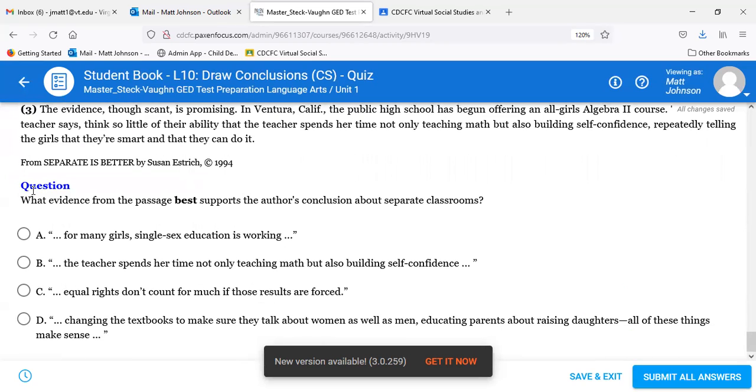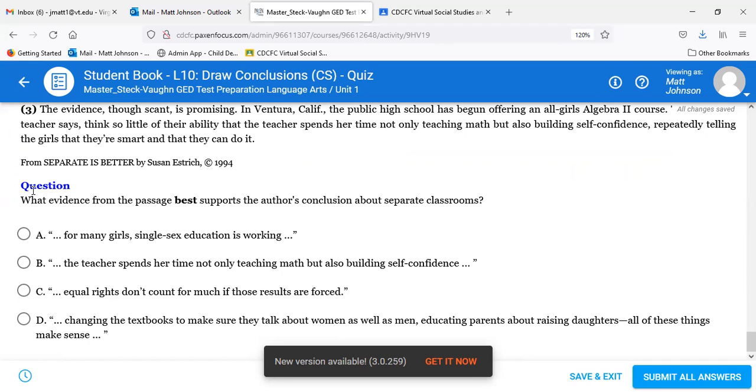Our last question for the quiz part. What evidence from the passage best supports the author's conclusion about separate classrooms? So is it A, for many girls, single-sex education is working? B, the teacher spends her time not only teaching math, but also building self-confidence? C, equal rights don't count for much if those results are forced? D, changing the textbooks to make sure they talk about women as well as men, educating parents about raising daughters?